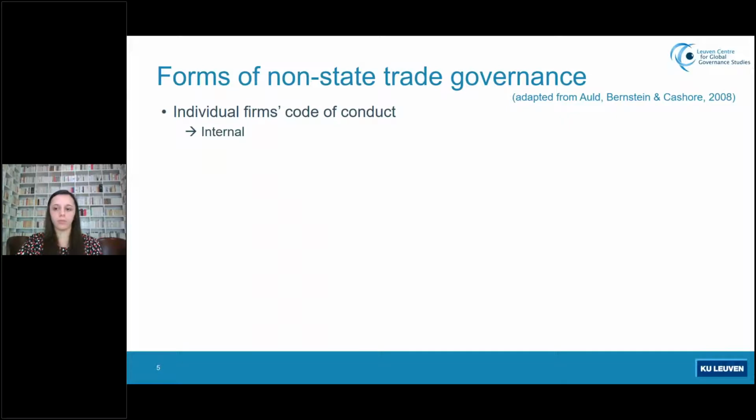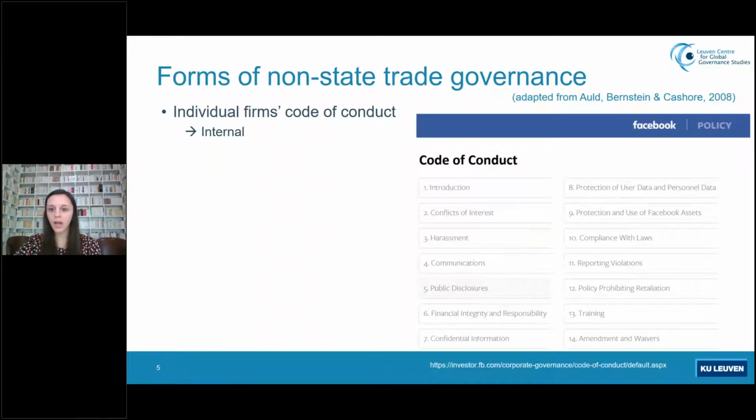And so it can be about promoting health and safety of employees, ensuring fair working conditions, or, for example, developing smart water resource management or that kind of thing. So on the slide, you can see now the code of conduct of Facebook, which includes requirements linked to conflict of interest, harassment, or communication of its employees, for example.